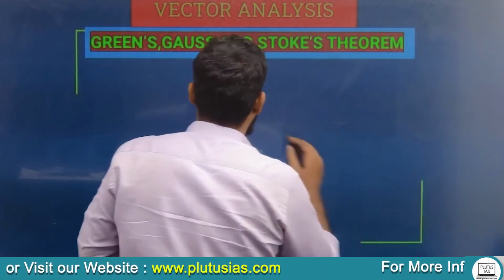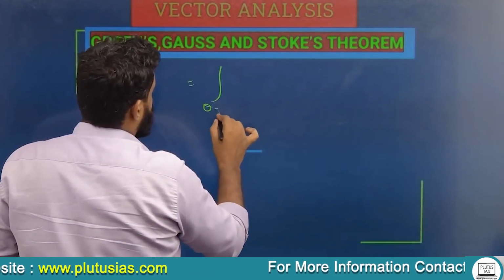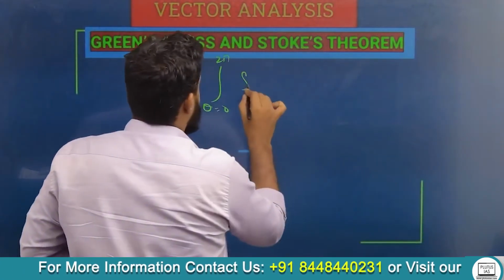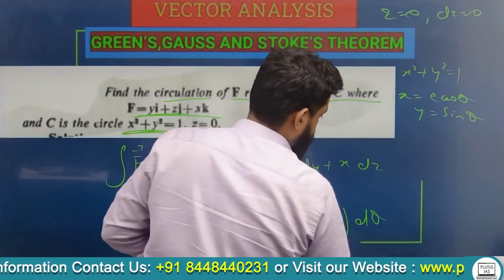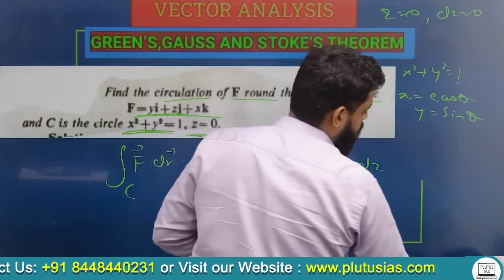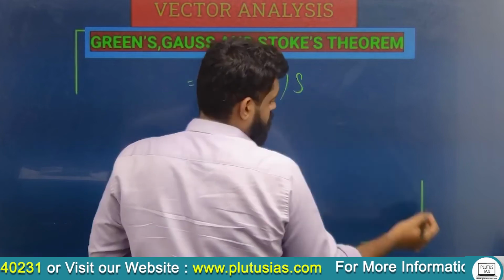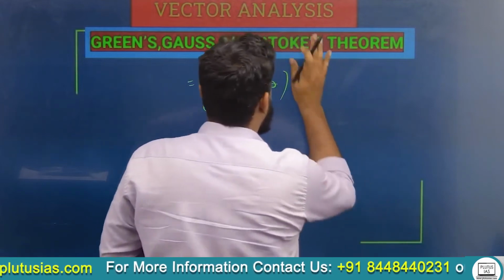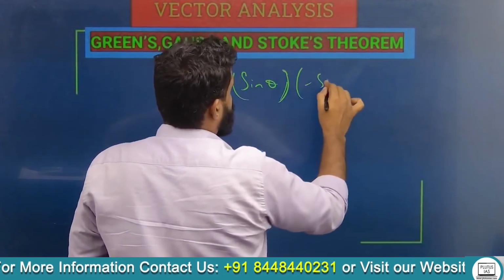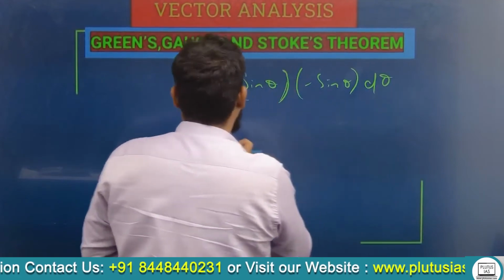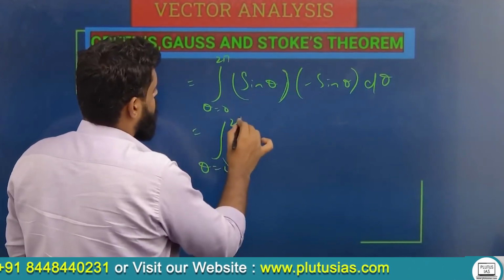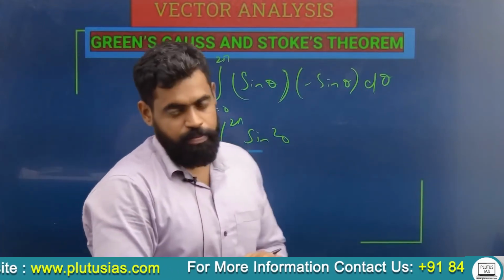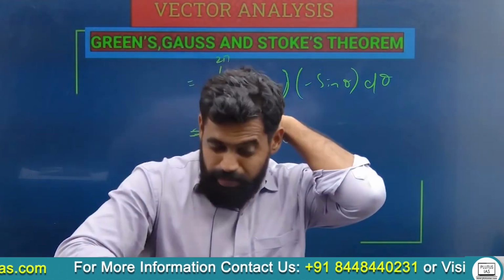So we have theta from 0 to 2 pi. For y, we have sine theta. And for dx by d theta, if you differentiate, it will be minus sine of angle theta, and this would be d theta. So theta from 0 to 2 pi, and this is minus of sine square theta. Now it could be easily solved.